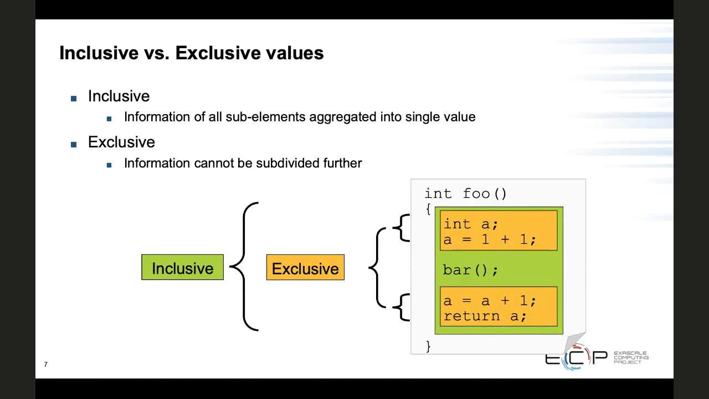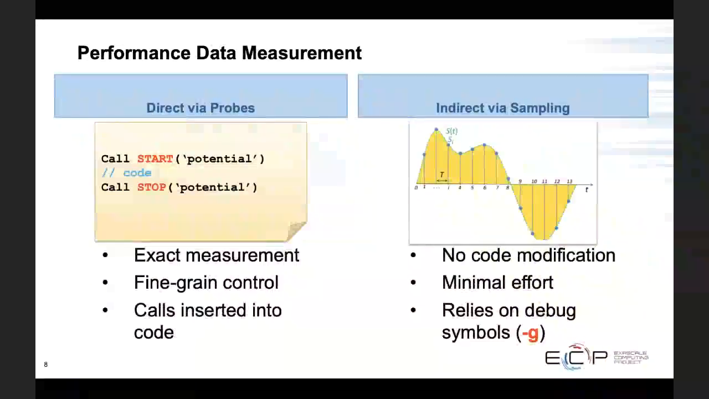which is 80 seconds. So to collect this data, you can either insert probes directly in your code where you have a start and a stop call, and it gives you fine-grained control and precise measurements by inserting calls into your code. Or you can use indirect sampling-based methods where you don't need to modify the code. It requires minimal effort, but it relies on some debug symbol information. This is typically inserted by the -G flag in the compiler.